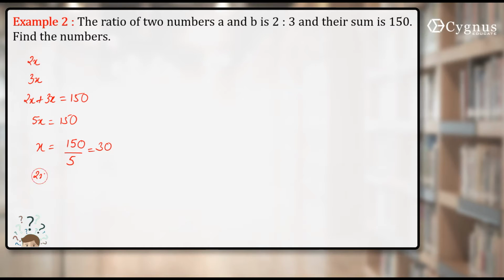What was your first number? It was 2x. So 2 into 30 gives you 60. The other one is 3x. 3 into 30 will give you 90. So what are the two numbers here? 60 and 90. What's the other approach?